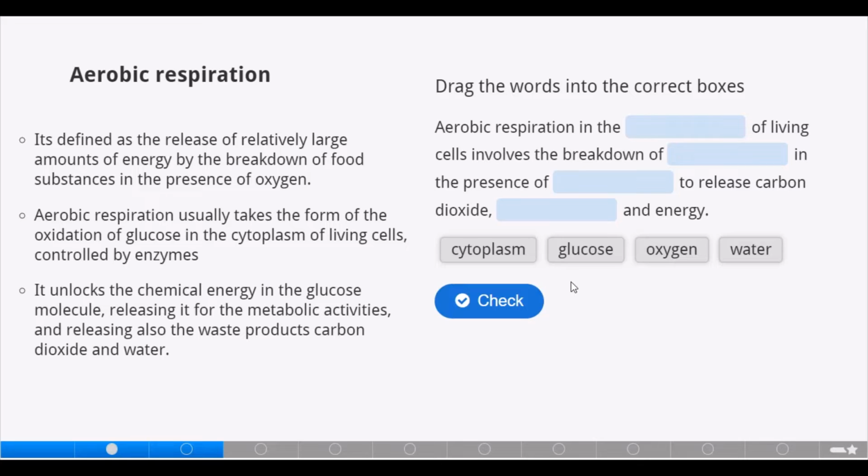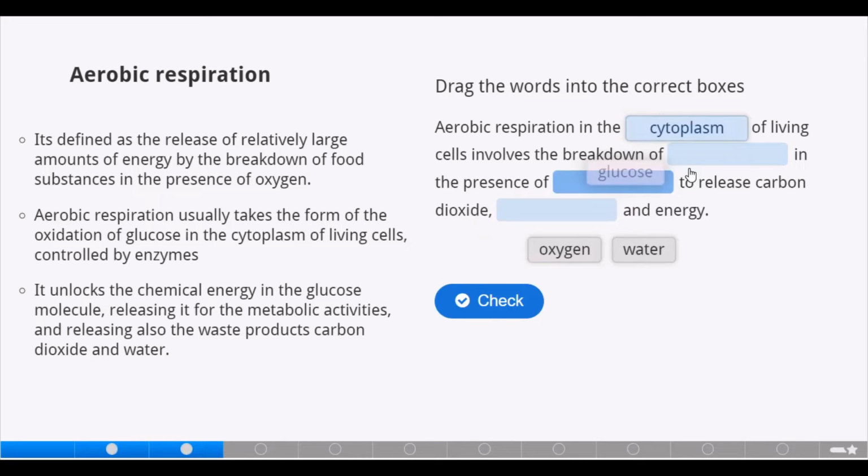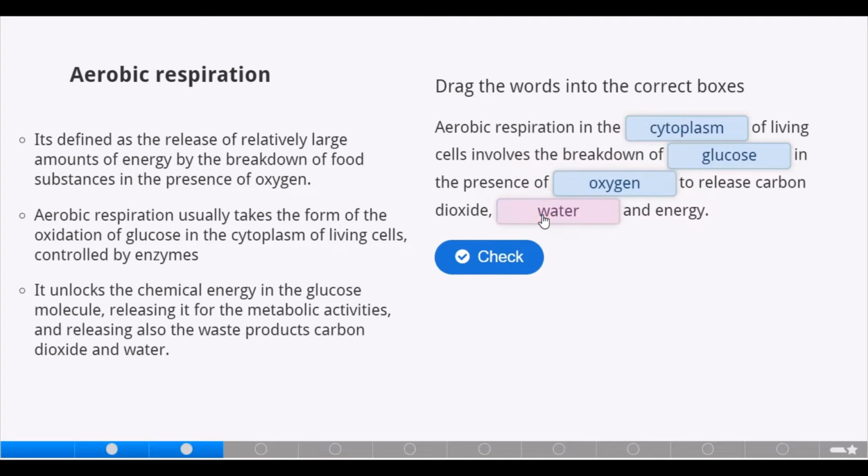Drag the words into the correct boxes. Aerobic respiration in the cytoplasm of living cells involves the breakdown of glucose in the presence of oxygen to release carbon dioxide, water, and energy.